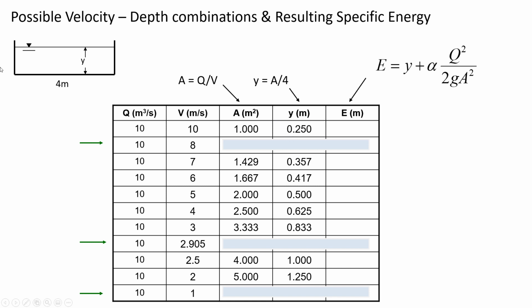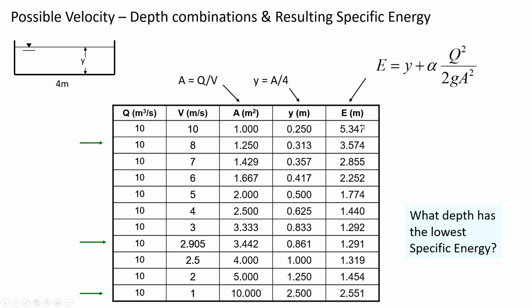But if that same 4 meter wide channel is carrying 10 cubic meters per second on a shallow slope with a low velocity, then the depth would have to be much taller. So this last column is the specific energy. And so what we're calculating is how much energy is there in the flow when you take into account the depth plus the velocity head. And so velocity head here is Q squared divided by 2gA squared.